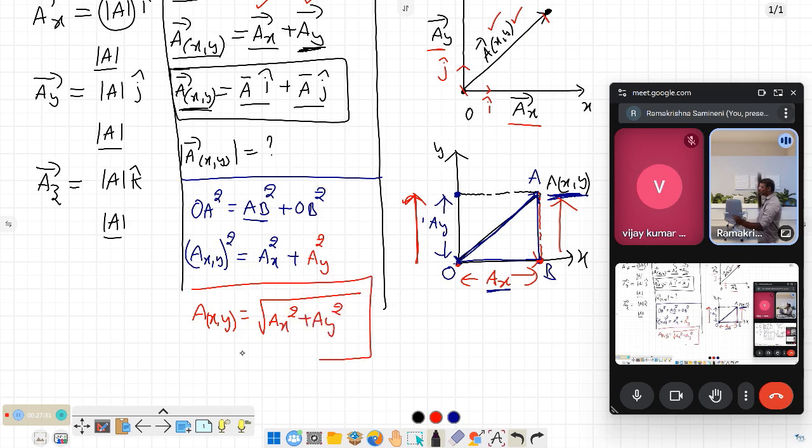So what is the magnitude of the two-dimension vector? A of x comma y is called a two-dimension vector, whose magnitude is under root of Ax square plus Ay square. One-dimension vector magnitude is mod A. Two-dimension vector magnitude is under root of Ax square plus Ay square. This is the way you are going to represent the two-dimension magnitude.